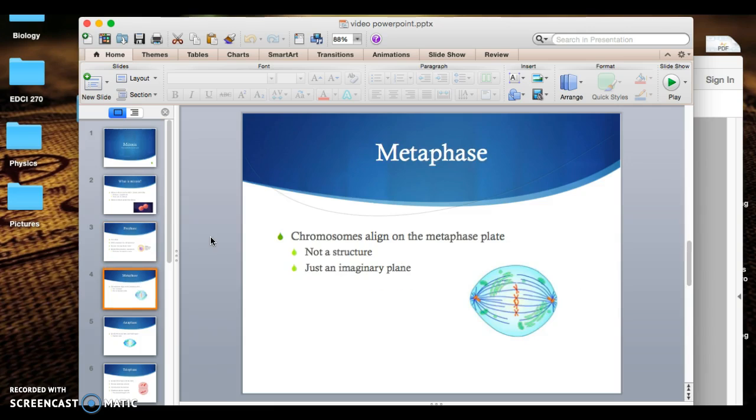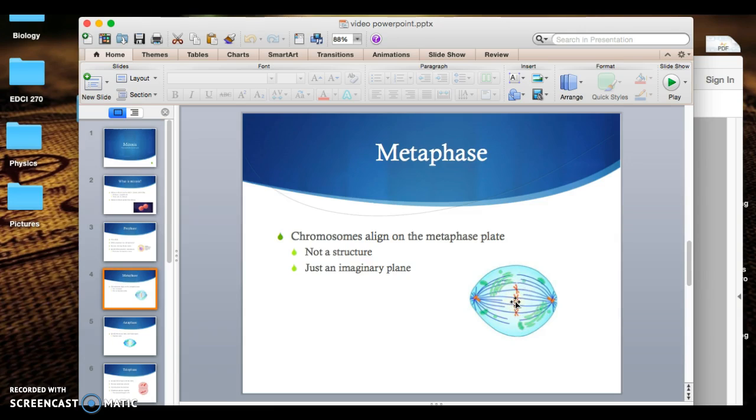Moving on. Metaphase. Chromosomes align on the metaphase plate. So this is important to know that this is not a specific structure. This is more like an imaginary plane right in the center of the cell. So think of it like the equator. It's not a real structure, like the equator of the Earth. It's not an exact structure. It's an imaginary line that we've drawn at the center.